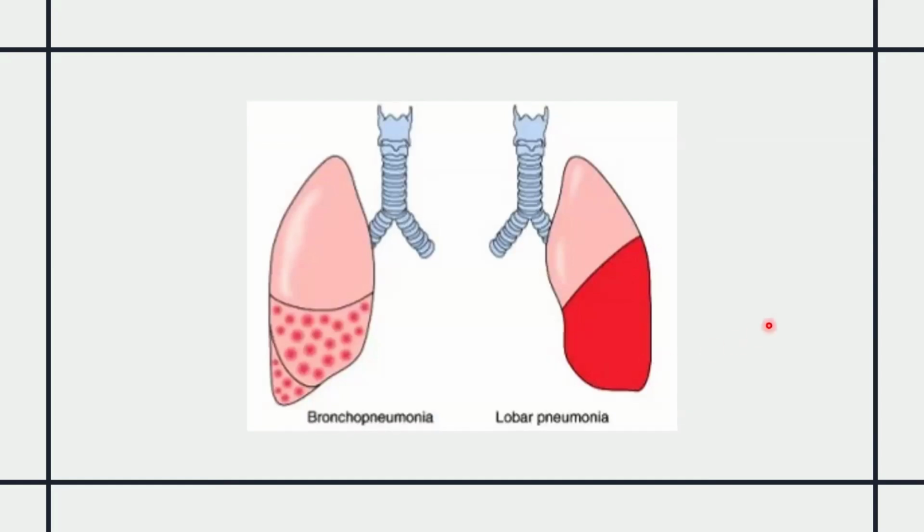Pneumonia can be lobar when there is the involvement of the whole lobe, or it can be bronchopneumonia when there is patchy involvement of the lobe, or even the whole lung as well.